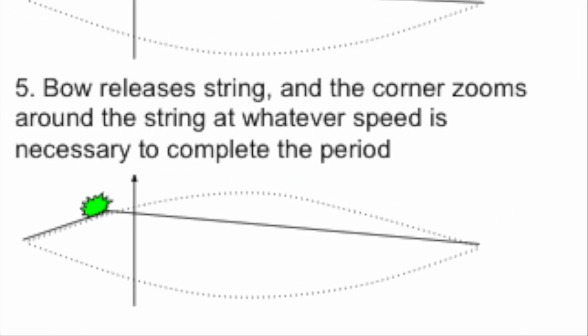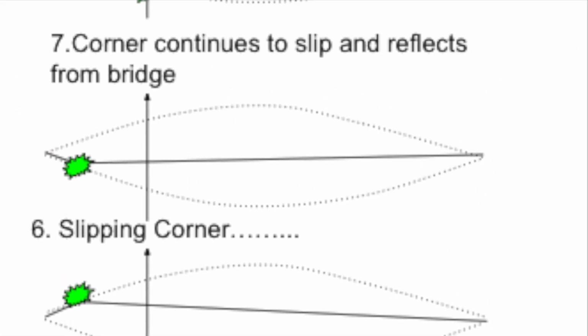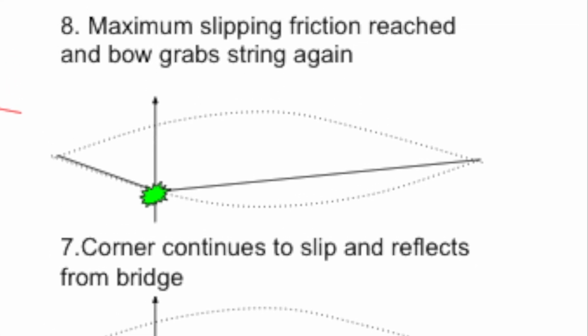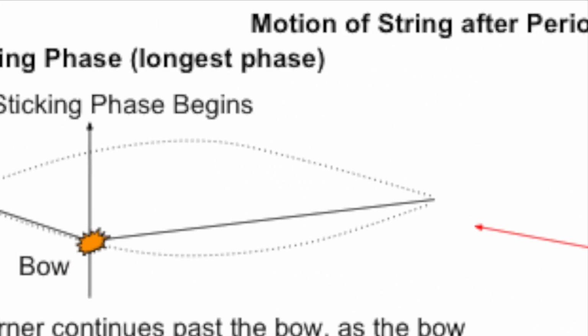You can see the corner is let go of by the bow and it zooms around the string, reflects from the end and comes back to the other side, where once again the bow picks up the string and the sticking phase starts again. Sticking, slipping. This process happens 440 times a second on the A string, 660 on the E string. You get the idea. It happens very, very fast.